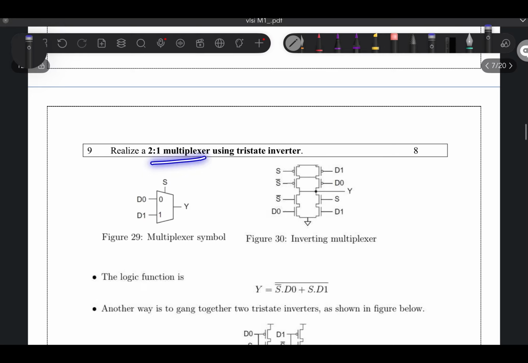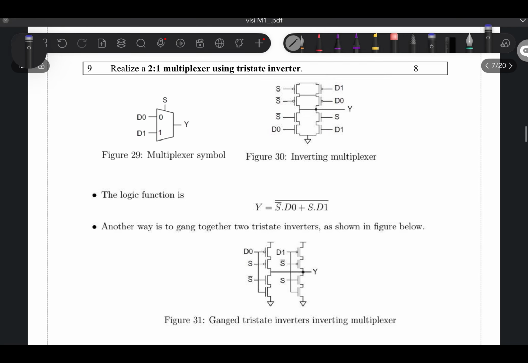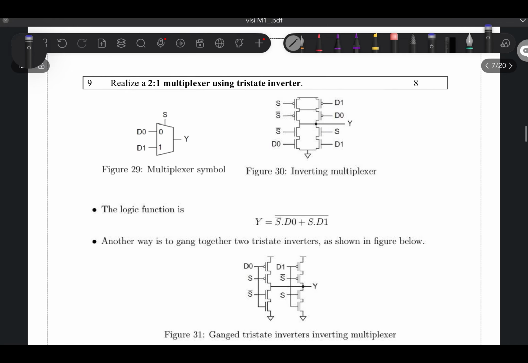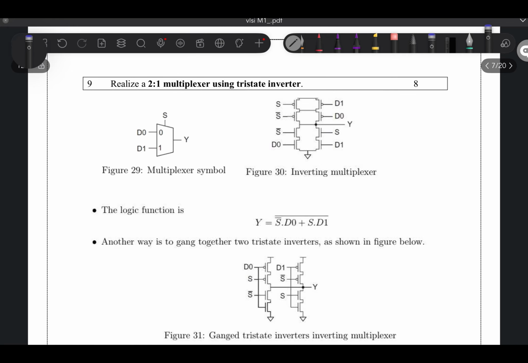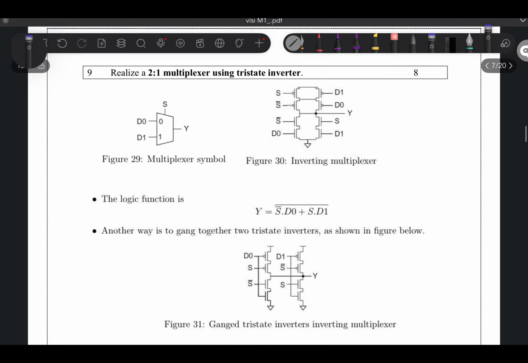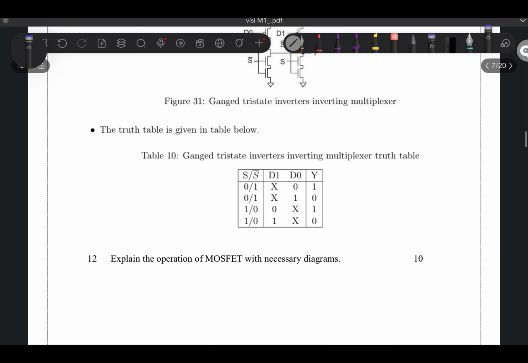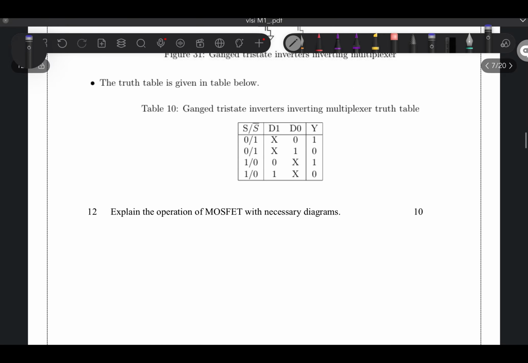And next is the multiplexer, how a 2 to 1 multiplexer is built using tri-state inverters. Then again diagrams, and the truth table is also important here. In this question it is 8 marks, so you can calculate 2 marks for a diagram, 3 marks for the truth table, or 4 marks for the truth table and 2 marks for a diagram, and the rest. And here also 1 mark for the equation. You can easily split it up based on that.